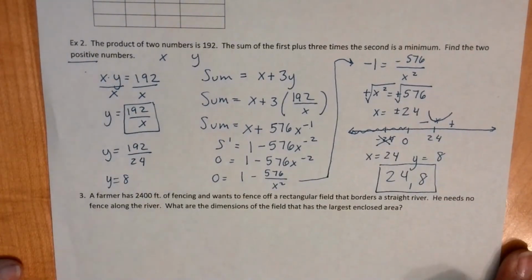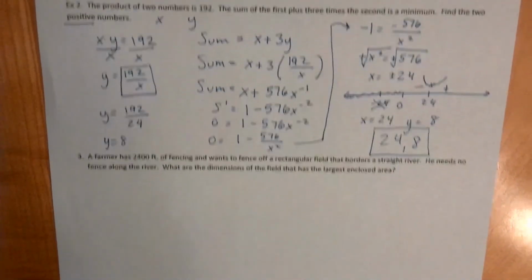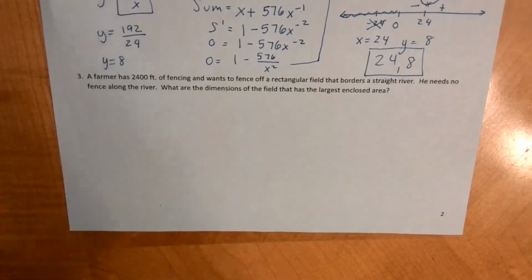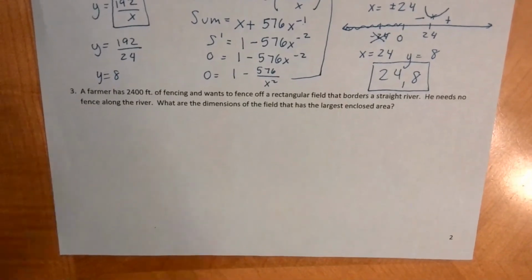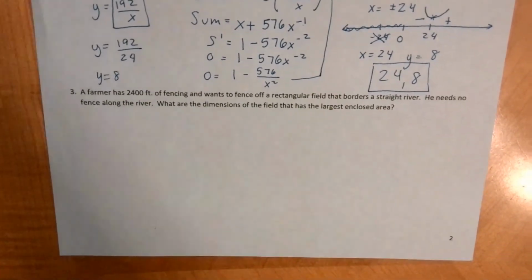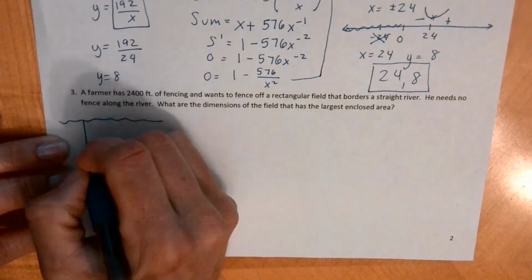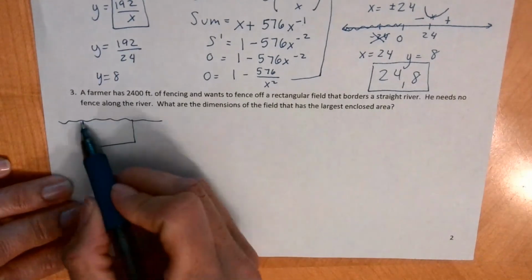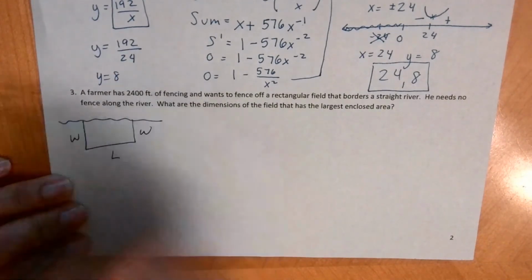Okay, we've got one more example that we're going to squeeze into this lesson, and this is example number 3. So we have a farmer that has 2,400 feet of fencing and wants to fence off a rectangular field that borders a straight river. He needs no fence along the river. Okay, so we've got this river here, and we have a building, a field, but we only have 3 sides to the field. So I'm going to call this width, and length.